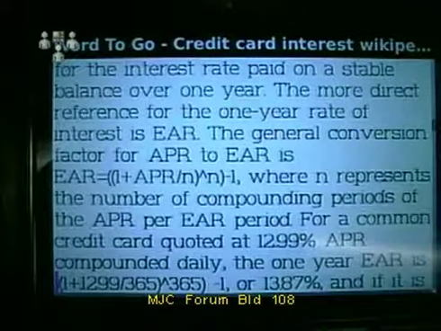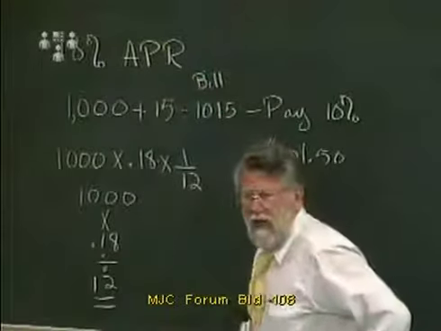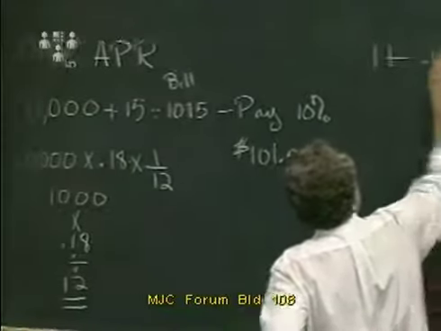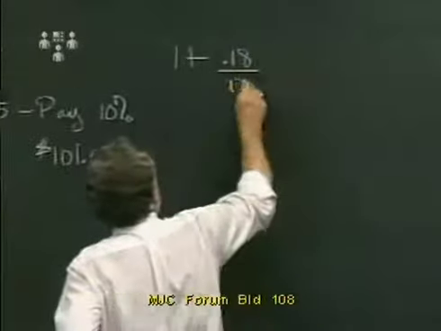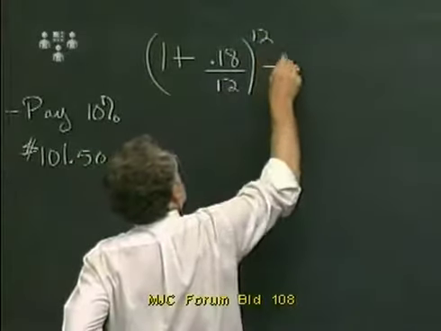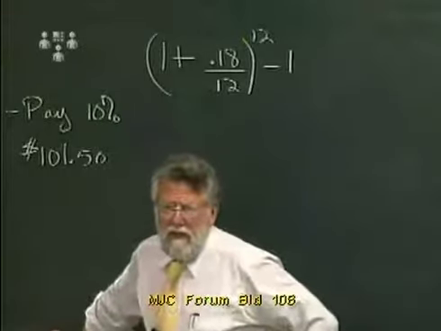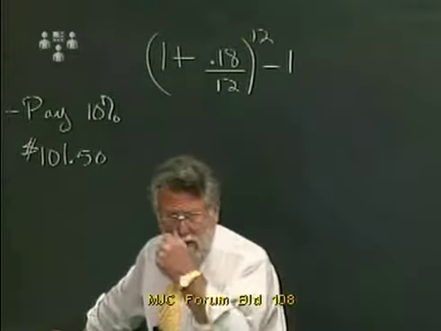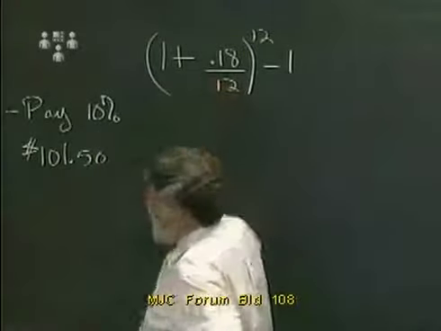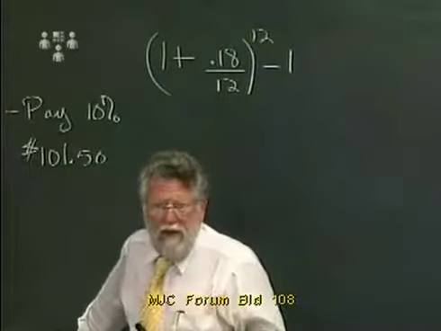So if we take this 18% that we have as this APR, you're going to take your 18%, divide it by the 12, and then take that to the 12th power and subtract 1. In essence, if you look at what we would be doing here, just with this part by itself, you've done this before. We used the y to the x key.